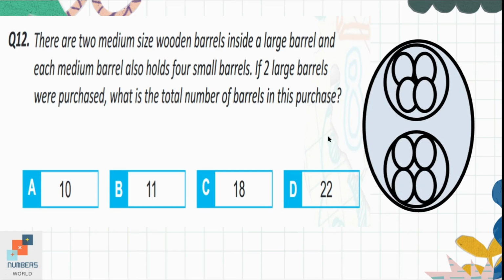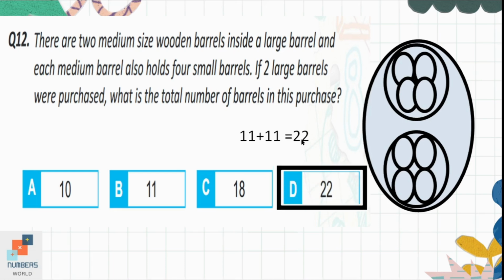Now let's calculate the number of the barrels in one set. 1, 2, 3, 4, 5, 6, 7, 8, 9, 10, 11. So it means there are 11 barrels in one set. As they have bought 2 large barrels, so we will double the number to find out the total number of barrels in this purchase. So 11 plus 11 is equal to 22, which is our option D. They bought 22 barrels in this purchase.